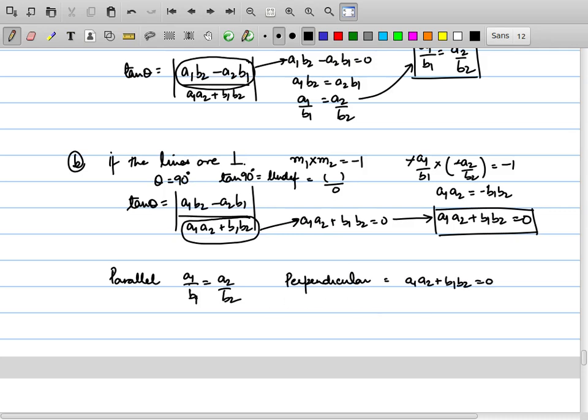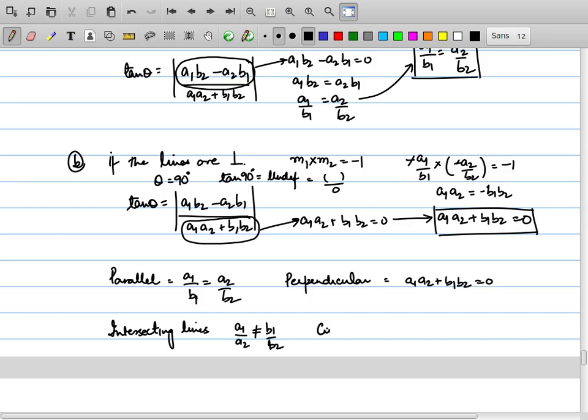Now, the third case is if the lines are intersecting. Obviously, perpendicular lines are also intersecting, but perpendicular lines are a special case of intersecting lines when the angle between them is 90 degrees. But if the lines are just intersecting, not perpendicular, then the condition is A1 upon A2 is not equal to B1 upon B2. This you have already learnt in class 9.